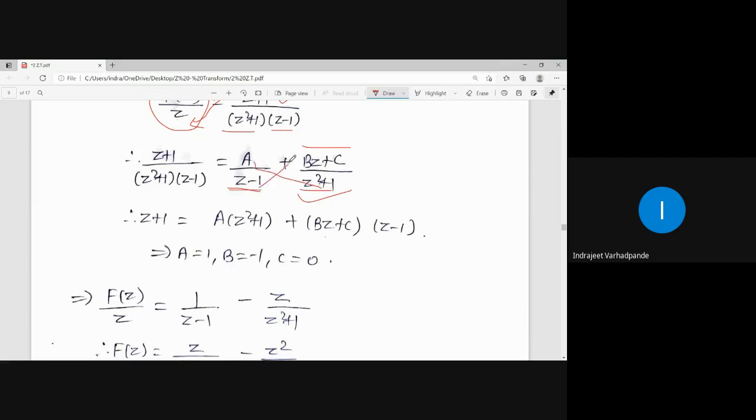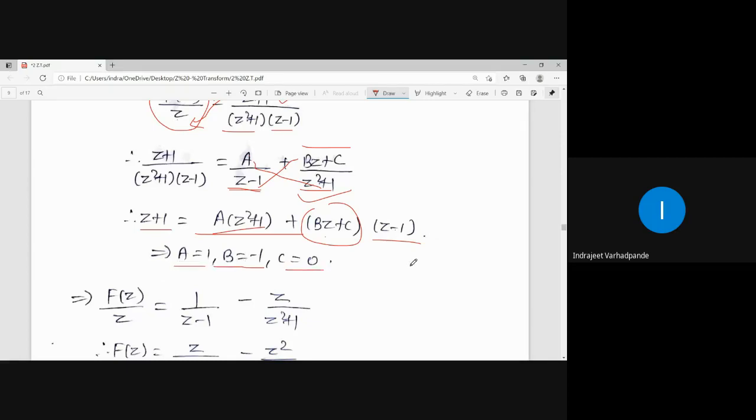यहाँ cross multiply करिएगा. So a into z square plus 1, bz plus c into z minus 1, z plus 1 is equal to this value. Now everybody is knowing how to calculate the values. Put z is equal to 1, आपको एक value मिलेगा constant का. Put z is equal to 2, some other value you get, right? Accordingly, I will be calculating the values of a, b and c.